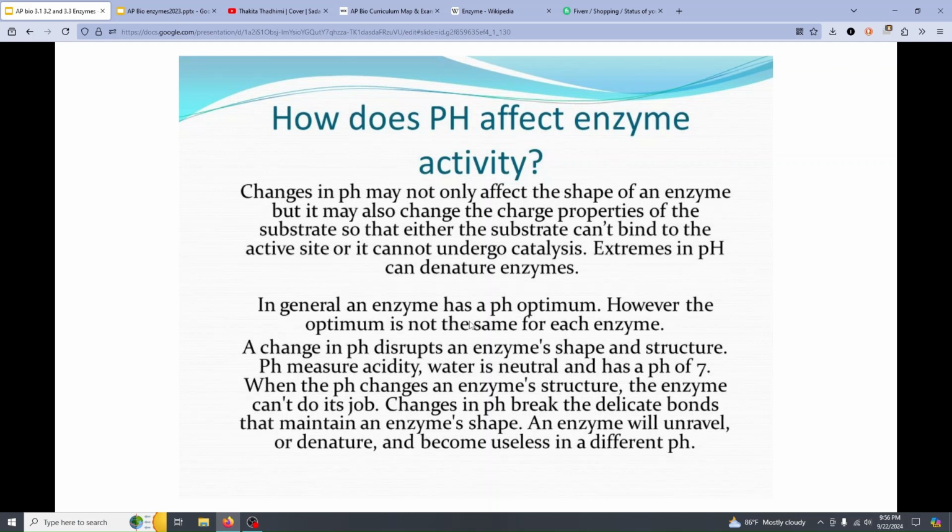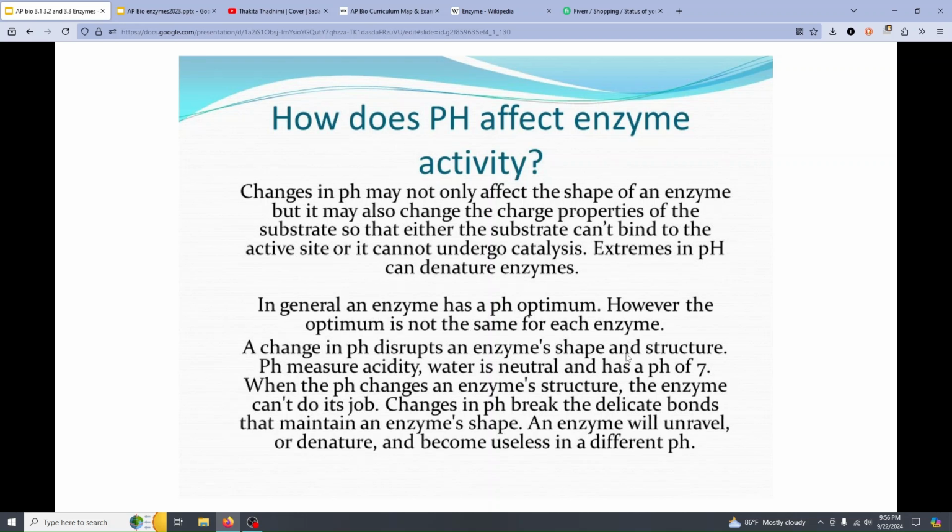With pH, we saw this a little bit. Too many hydrogen ions or too many hydroxyl ions is going to change the properties of the active site R groups, and therefore they cannot bind to the substrate effectively. But if you have an extreme pH change, that can denature enzymes as well.